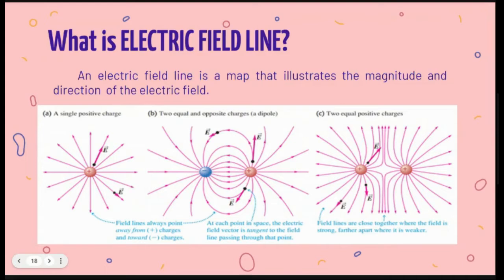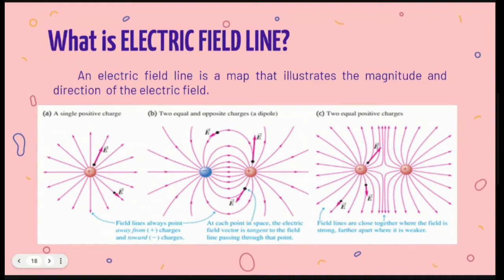So I have here three illustrations that show an electric field. Illustration A shows the electric field of a single positive charge. Notice that there are arrows. The arrows tell us the electric field line. Arrows are used to illustrate the electric field line.